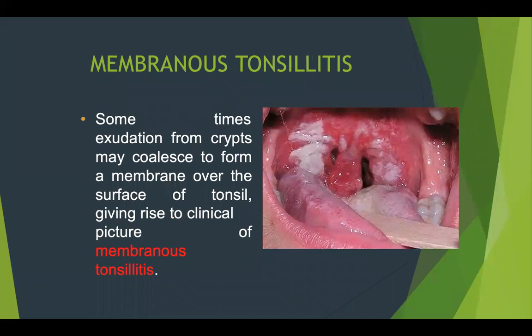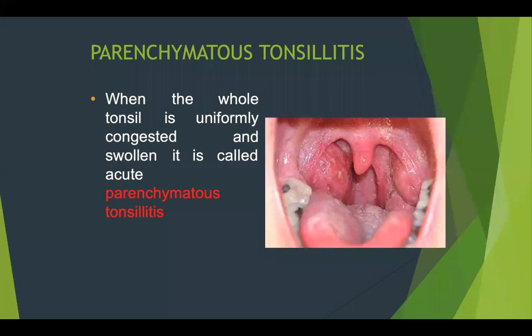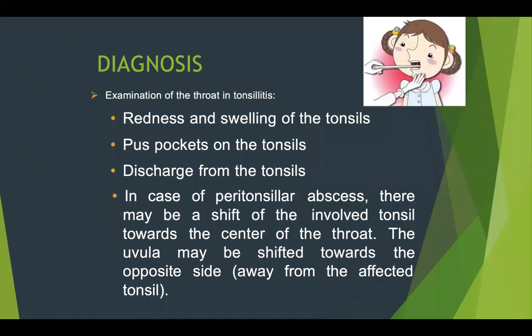Sometimes exudation from crypts coalesces to form a membrane over the surface of the tonsil, giving rise to the clinical picture of membranous tonsillitis. Then there is parenchymatous tonsillitis. When the whole tonsil is uniformly congested and swollen, it is called acute parenchymatous tonsillitis. You can see it in this picture. How to diagnose?